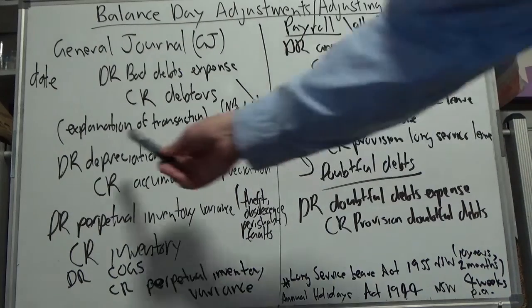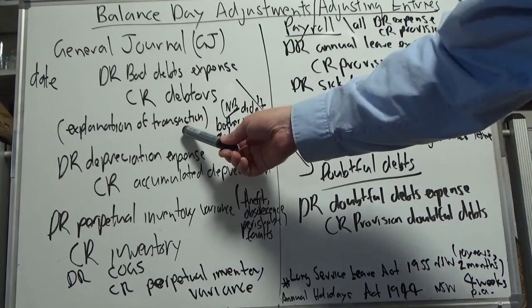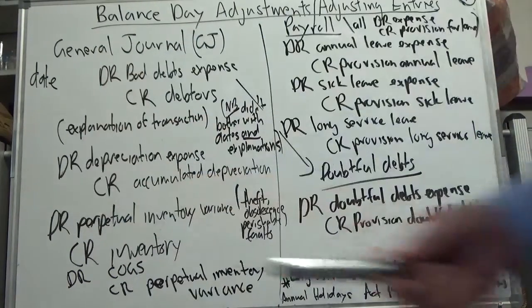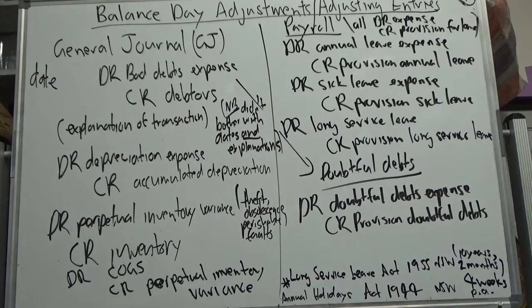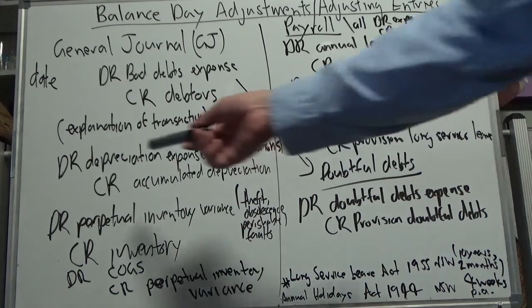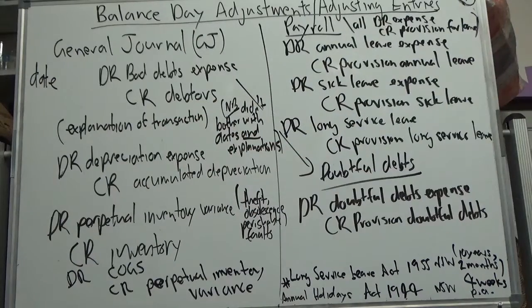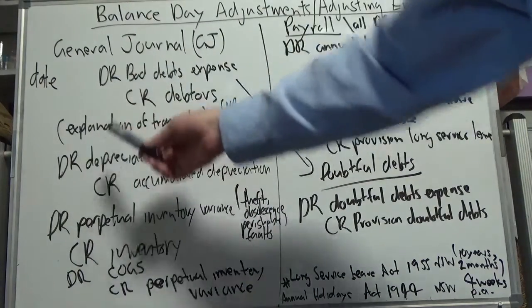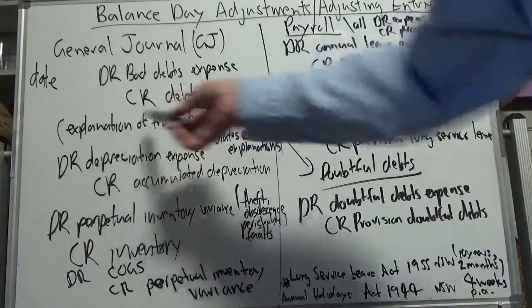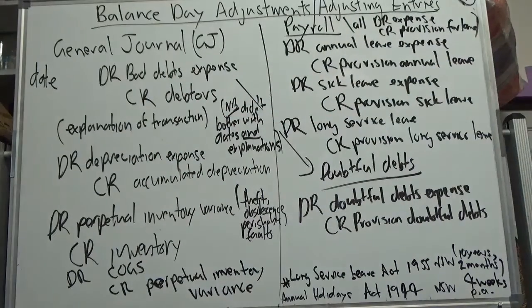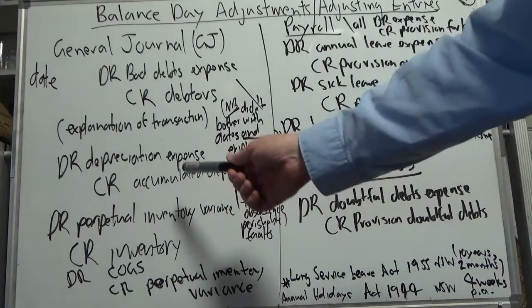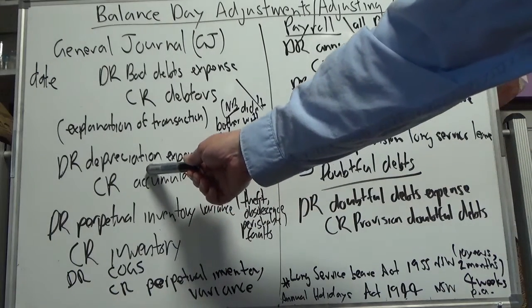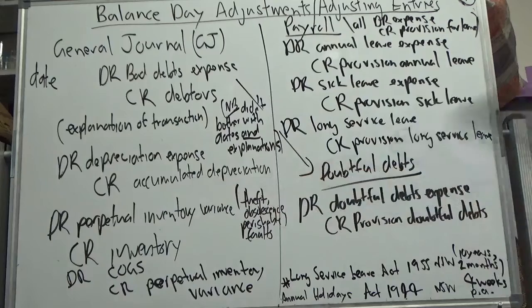Now, you're supposed to put an explanation of the transaction below and the date, but the whiteboard's too small, and I'm just focusing on the debit and the credit, okay? But to complete it, you would need an explanation of the transaction and the date, who the company is, and so on. Another balance day adjustment or adjusting entry is debit depreciation expense and credit accumulated depreciation.